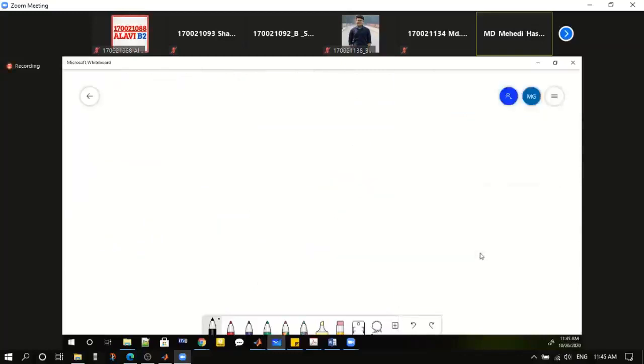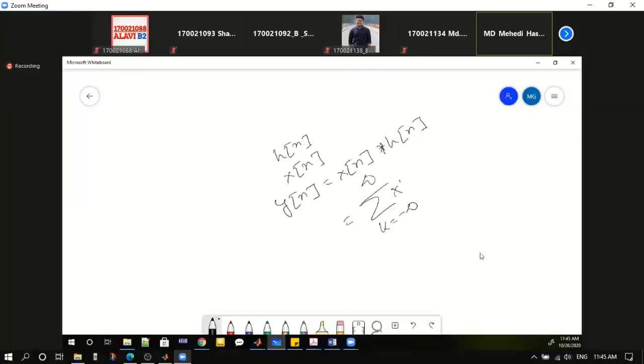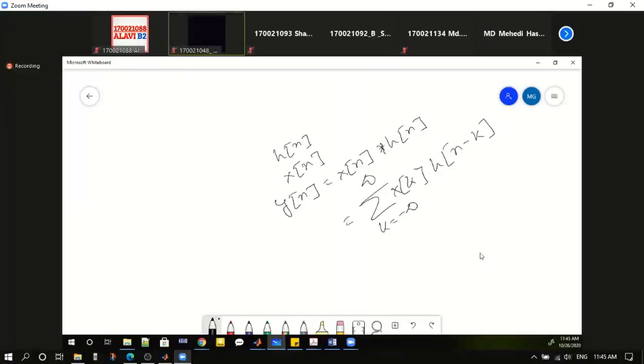So that means if h[n] is the impulse response and x[n] is the input, your y[n] will be the sum of x[k] h[n minus k], where k goes from minus infinity to infinity. This will be x[k], and this will be h[n minus k]. Okay.